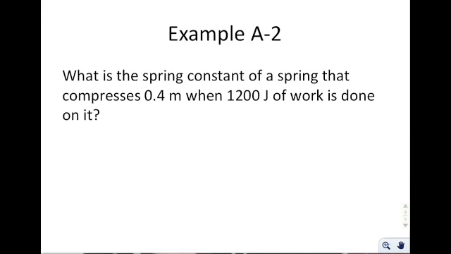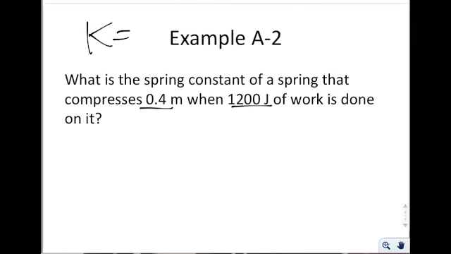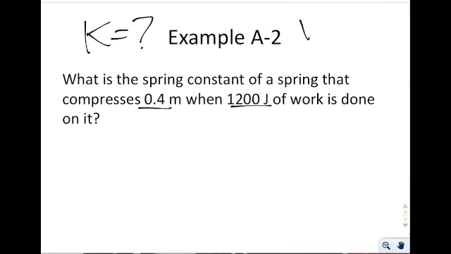The next example says, what is the spring constant of a spring that compresses 0.4 meters when 1200 joules of work is done on it? So in this case, we are trying to figure out what the k value is. And remember, a lot of times the terms work and elastic potential energy are used interchangeably because the work that I do on it is equal to the energy that's stored in it.